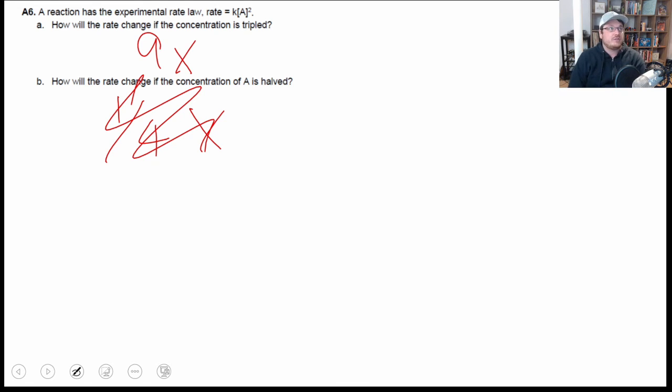That's all you have to do, is think about those scenarios, and that's how the rate is going to be affected. If it's a second order rate for something, then increasing the concentration is going to speed it up a lot faster compared to something that's just first order.